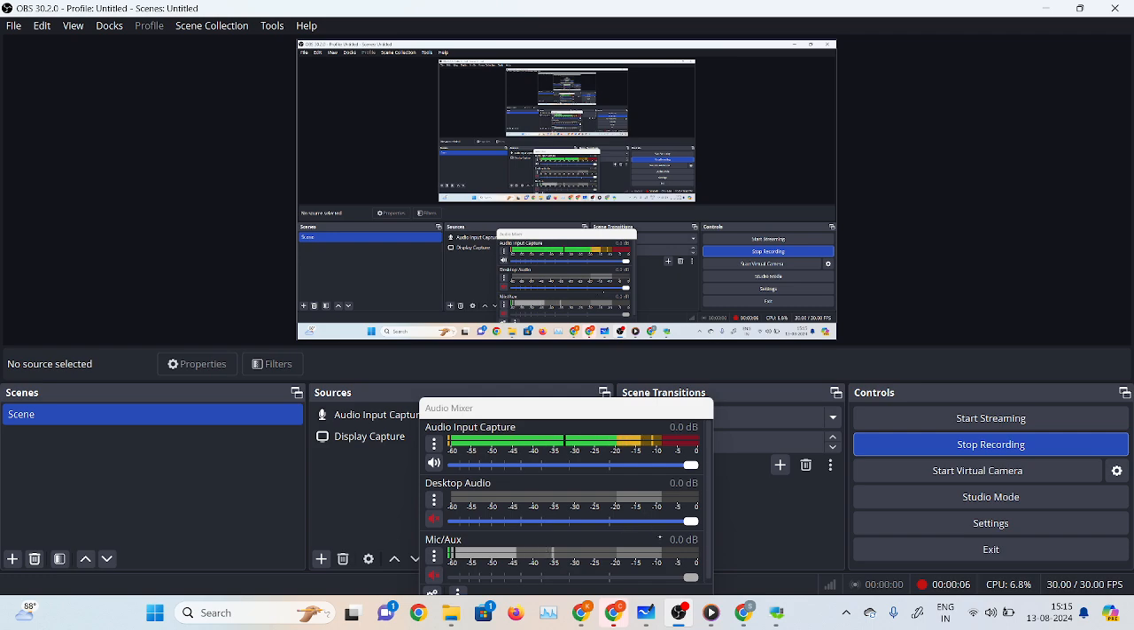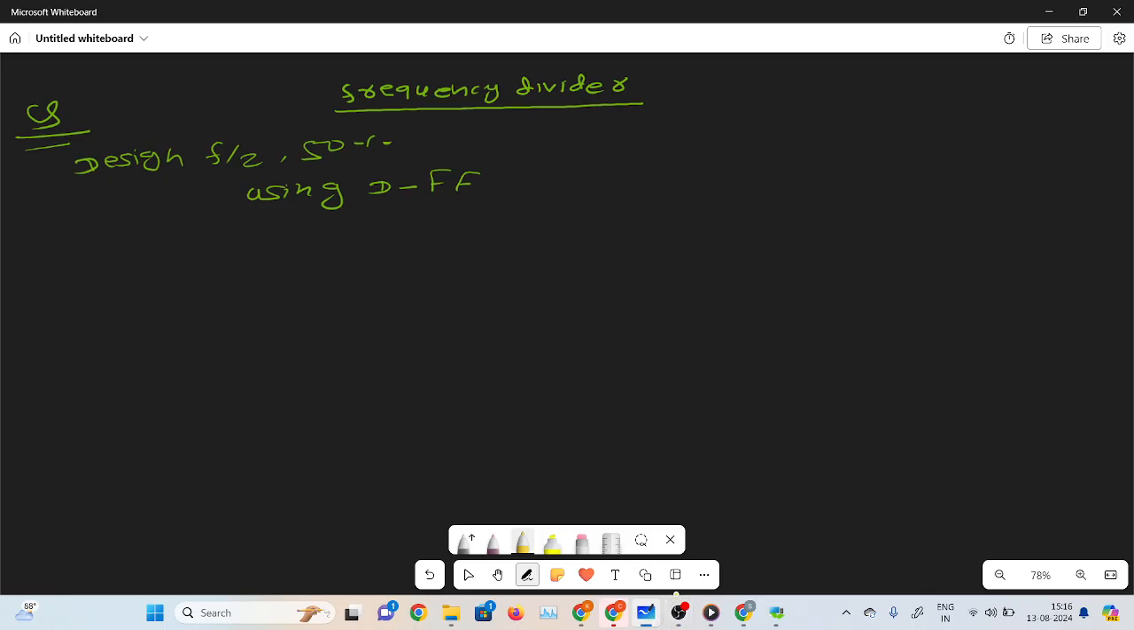So again I come back, and today I will discuss one more interesting question, that is the F by 2 circuit with 50% duty cycle using D flip flop. I think you already have a better idea how to make the F by 2 circuit if you follow my playlist of frequency divider properly. But sometimes the interviewer asks, design the F by 2 circuit using the D flip flop. This is a very easy process.